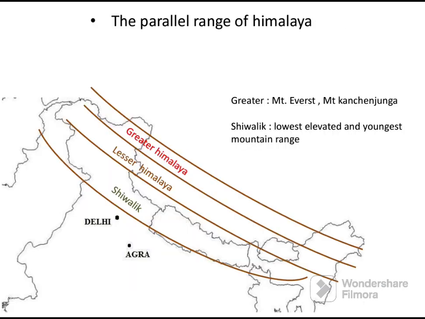As we can see over here, the multiple ranges of Himalayas are known as the Greater Himalayas, the Lesser Himalayas and the Shivalik. Now the Greater Himalaya is home to some of the highest peaks in this world, the Mount Everest and the Kanchenjunga, which is found in Sikkim, whereas the Shivalik is the lowest elevated and the youngest mountain range among the Himalayan belt.